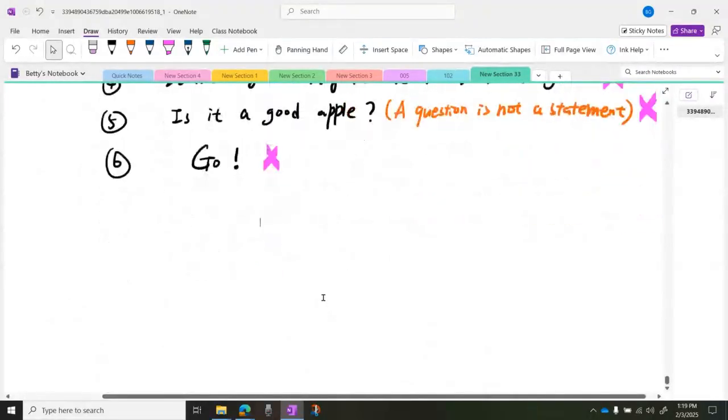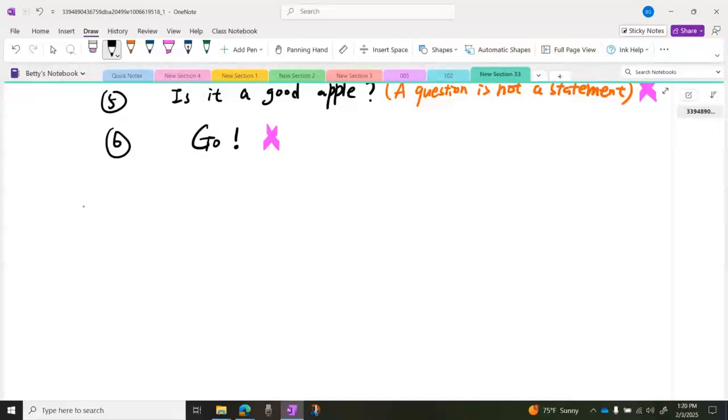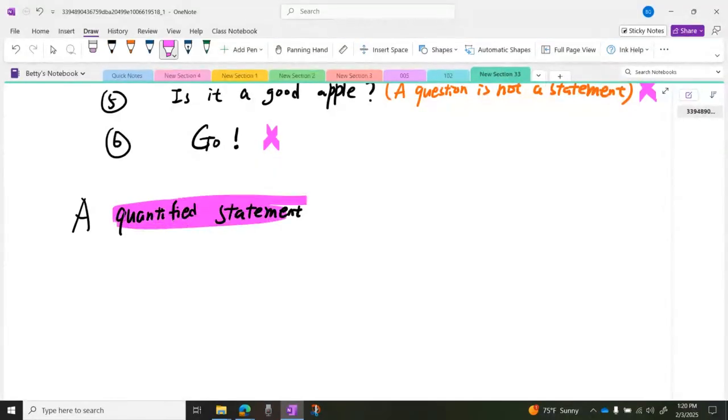And next up, we're going to learn a special type of statements. They are called quantified statements. This is a new concept. A quantified statement is a statement that involves quantifiers.